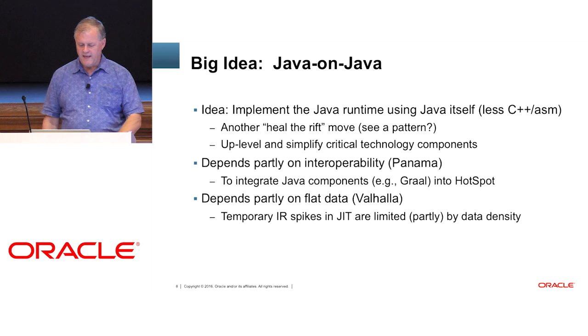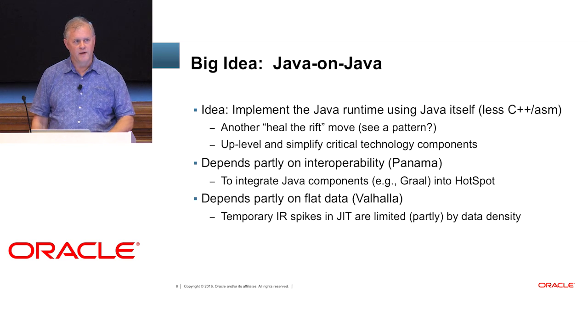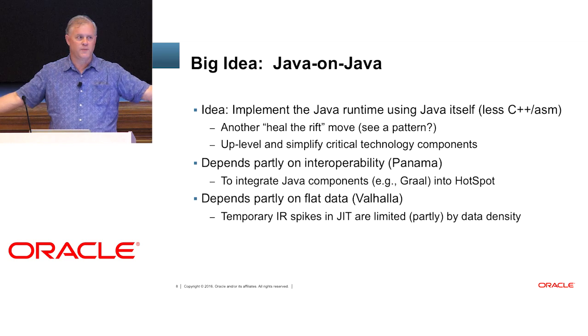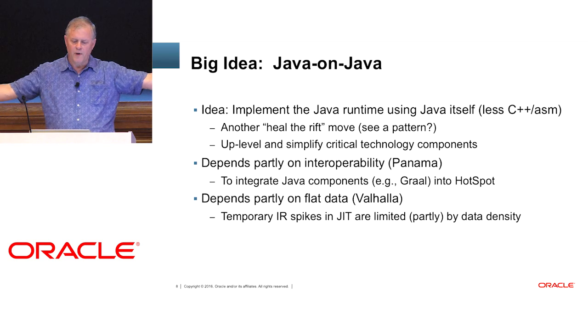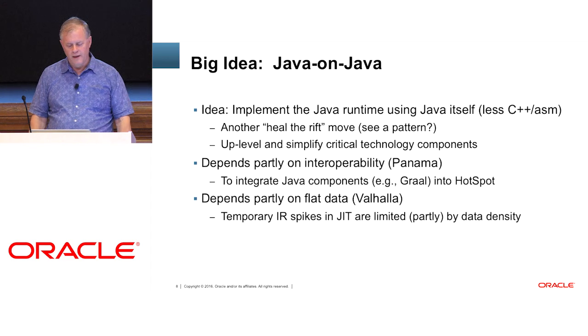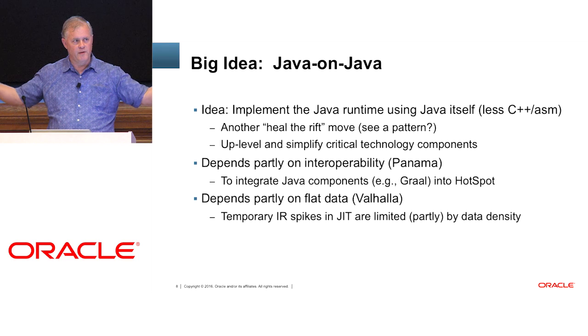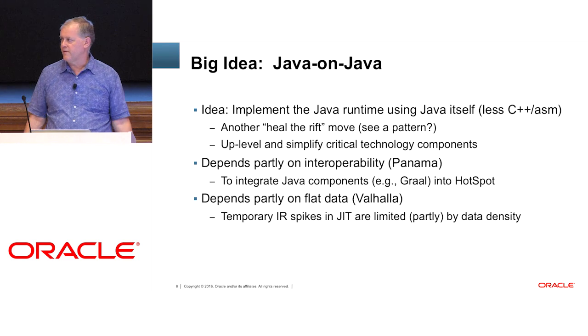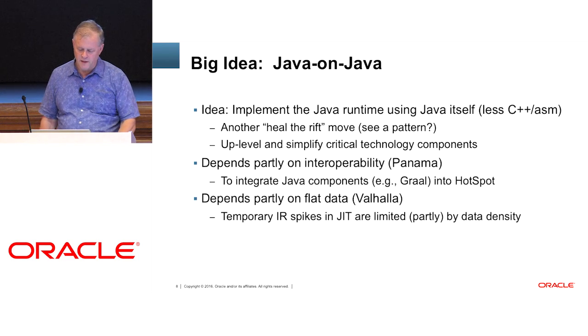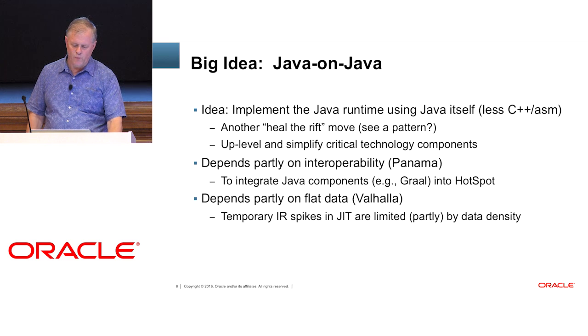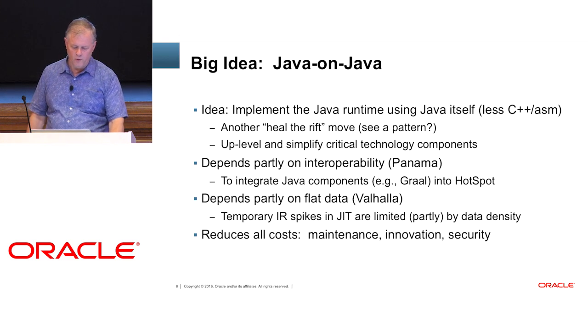It depends partly on flat data. In particular, JITs have a tendency to make very huge spikes, up to the gigabyte scale, of temporary IR. And those huge spikes are limited in part by the density quality of the data structures that are in those spikes. So once again, flat data shows up as an important goal.